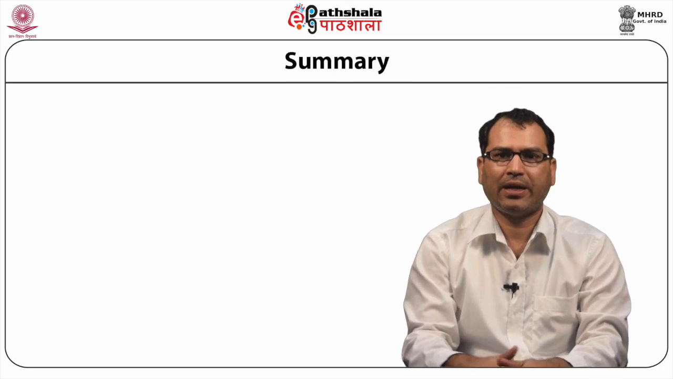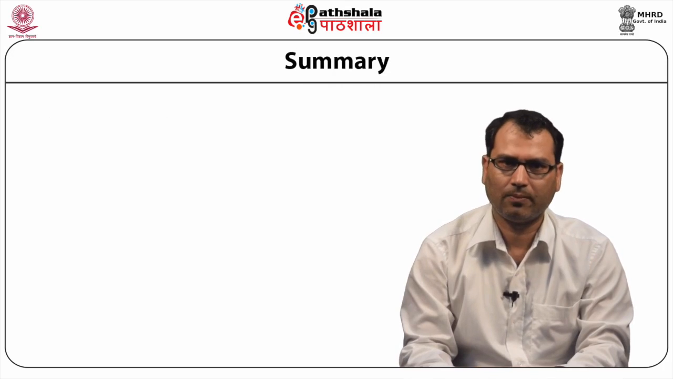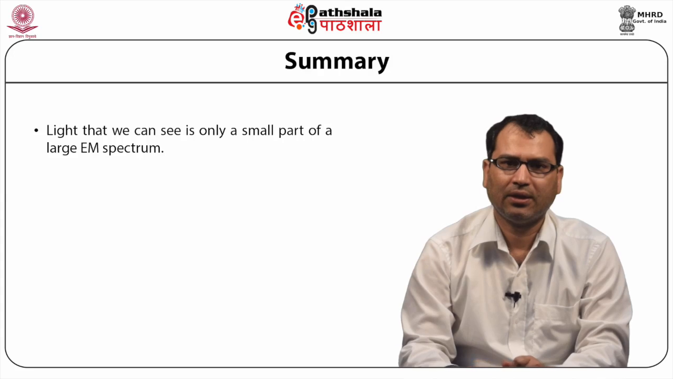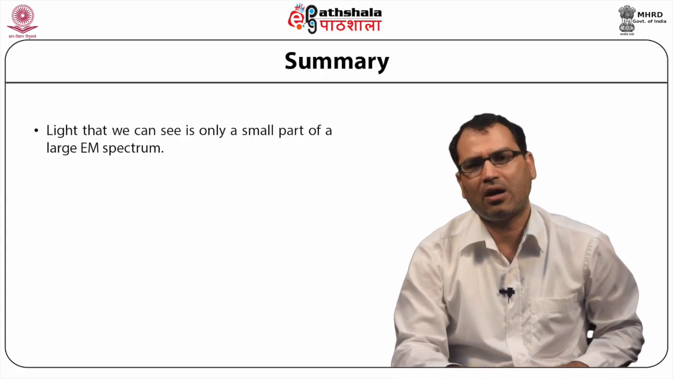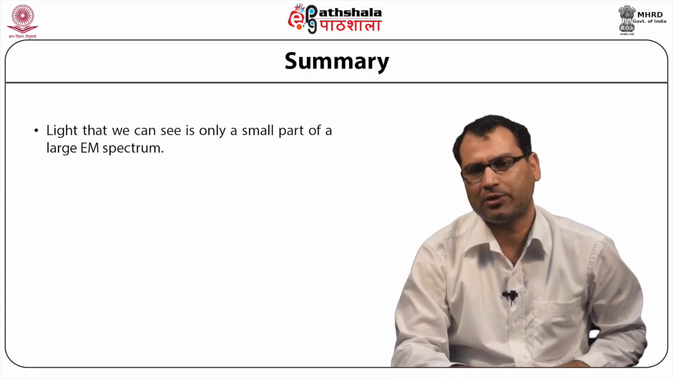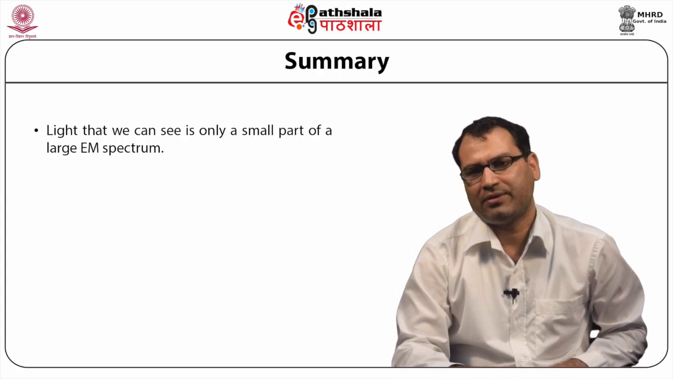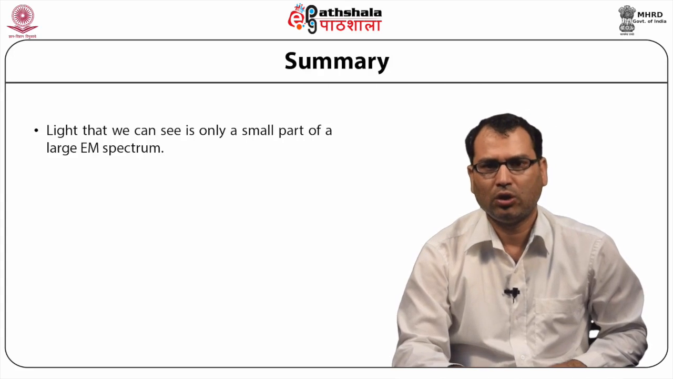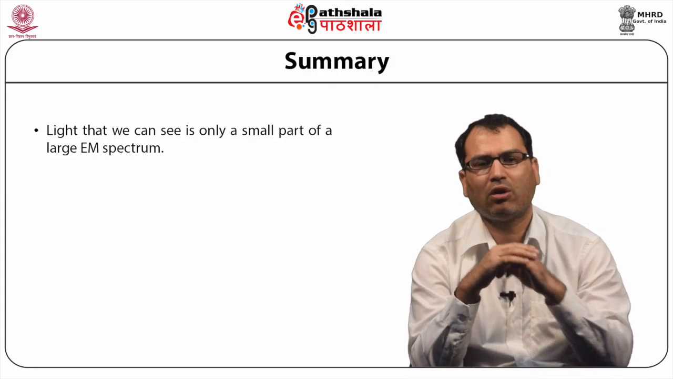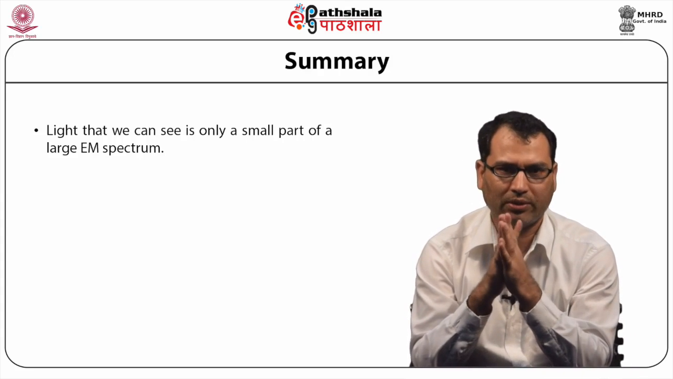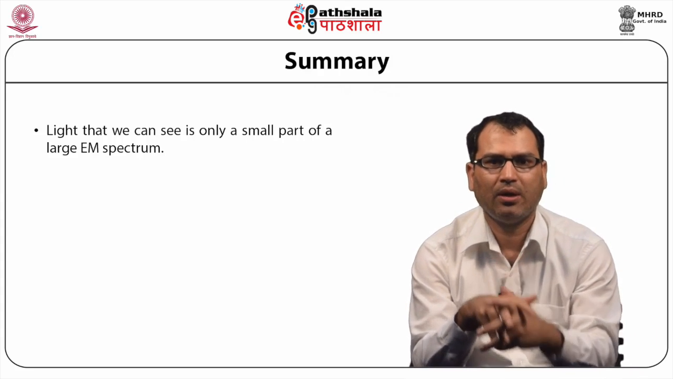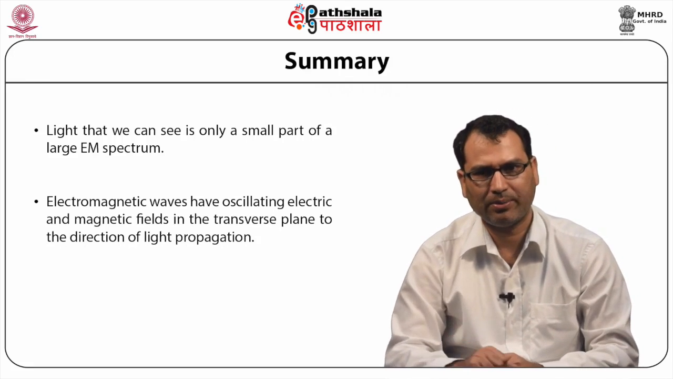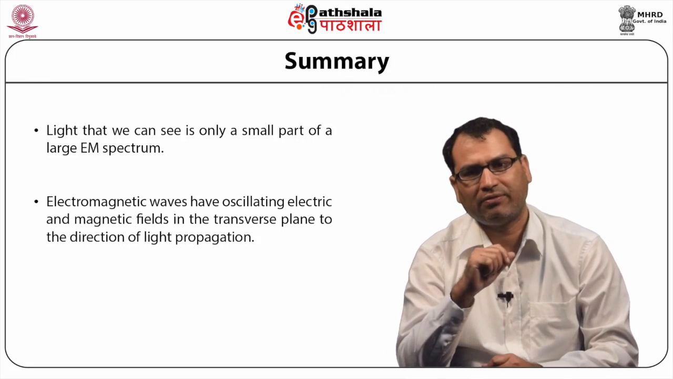So students, let's summarize what we have learned in this module. We have learned that light that we see is only a small fraction of a large electromagnetic spectrum, which spans from waves having very large wavelength such as radio waves to waves having very short wavelength such as cosmic rays. The electromagnetic waves have oscillating electric and magnetic fields in the transverse plane to the direction of the light propagation.